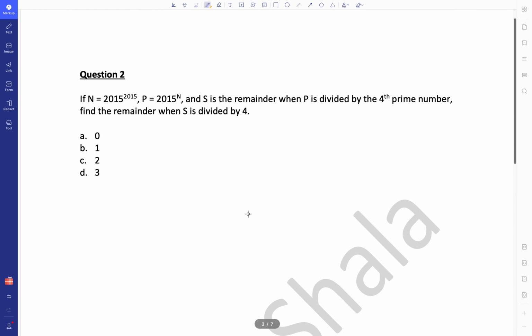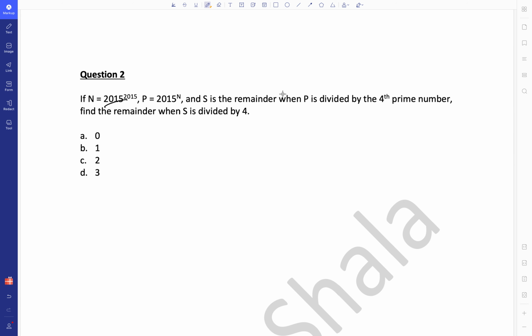Let's go on to the next question. Question 2. Till now we have discussed only the first question in detail, with two methods. This says n is equal to 2015 raised to power 2015, p is equal to 2015 raised to power n. So 2015 raised to power this entire thing.